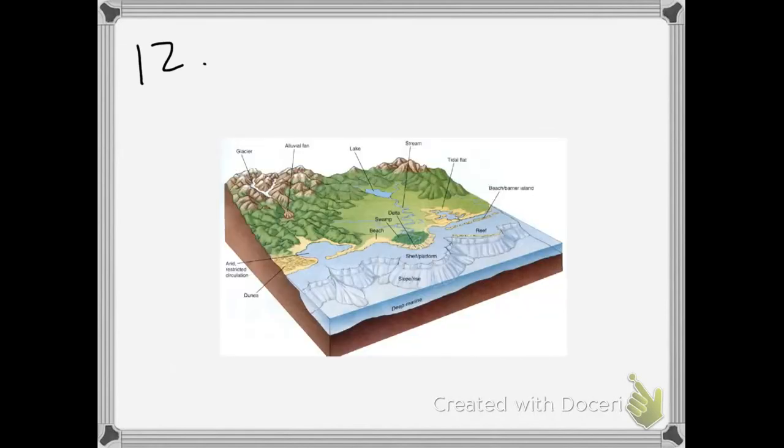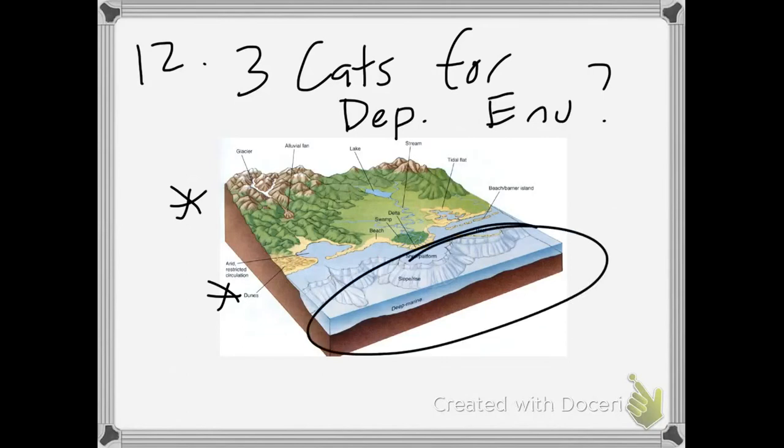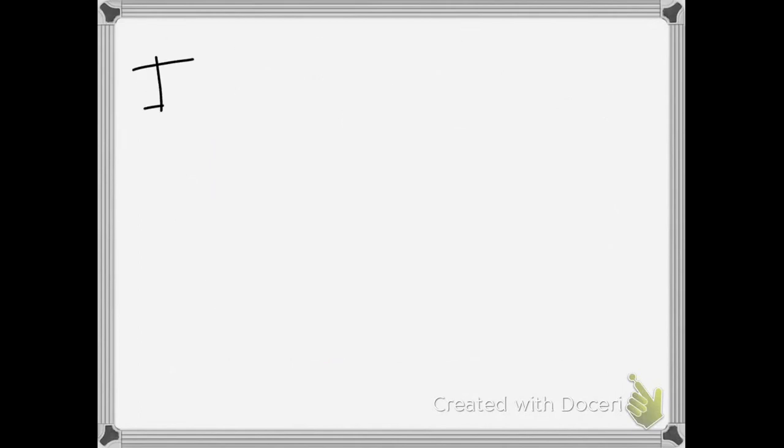So now we're going to have this picture to consider with question number 12. What are the three categories for depositional environment? The three broad categories. So the first broad category includes glaciers, alluvial fans, and so forth. And that's continental. Next is in between the land and the ocean. This starts with a T. Transitional. And then out here is the water, or the ocean, or marine.